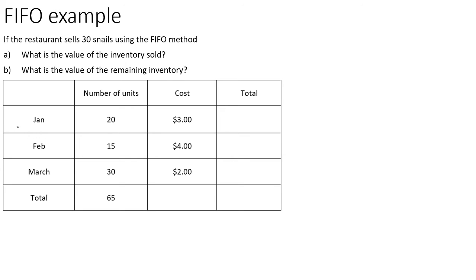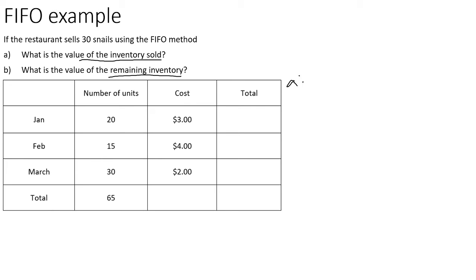Okay. A restaurant sells 30 snails using the first in, first out method. What's the value of the inventory that we sold, and what is the value of the inventory that remains? Not average value, but actual value. The first thing we're going to do is refill this table here. Actually, let's keep it like this, because we don't need to refill it.